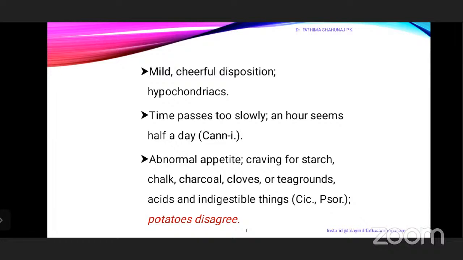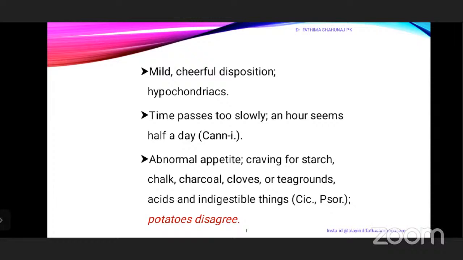And then abnormal appetite, craving for starch, charcoal, chalk and clay, coffee grounds, acids and indigestible things, which is compared with Cicuta and Solanum. At that time the potato also disagrees. This is one of the important symptoms that can be seen in Alumina.